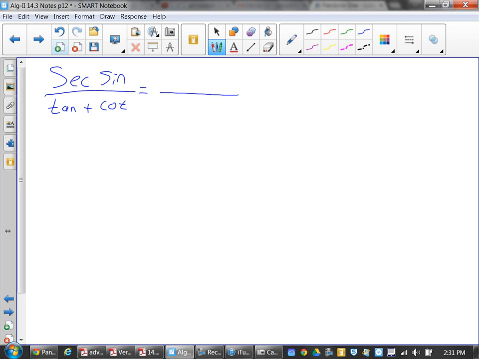I can make the top tangent, yeah. Does everybody see how secant times sine is sine over cosine? I'll just leave it as sine and cosine. The reason I'm doing that is because I'm putting all these in sines and cosines, and you'll see how it happens here real fast.